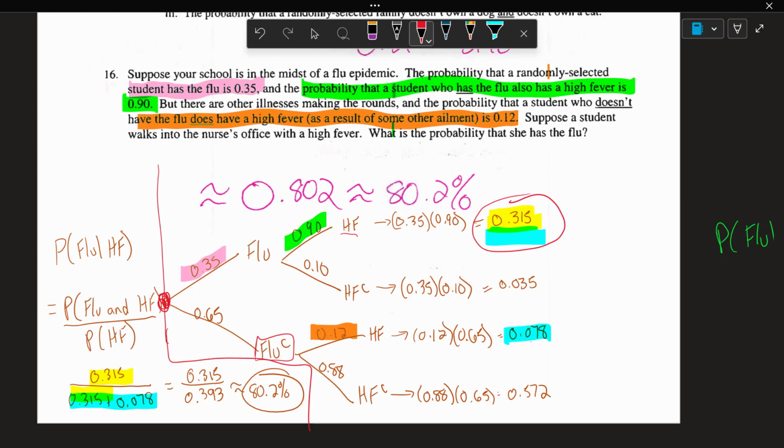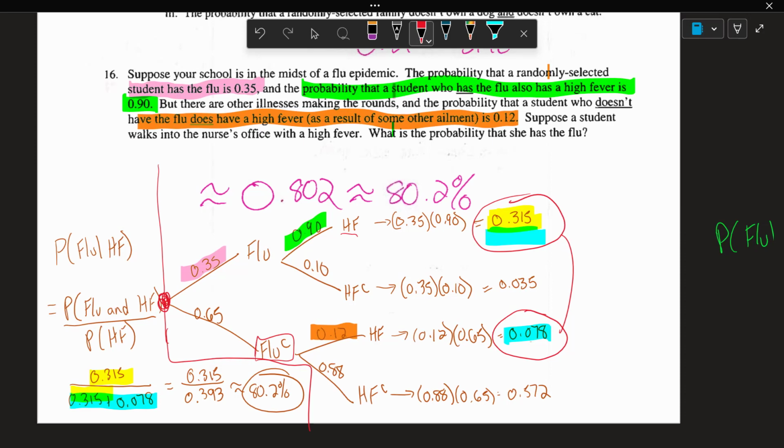Now high fever has got to be both of these, because either they have the flu and a high fever, or we don't have the flu and a high fever, so we have to add those two together. We get 0.393. So 0.315 divided by 0.393 is 80.2%. And that's how we can use a Venn or a tree diagram to figure out our probabilities.